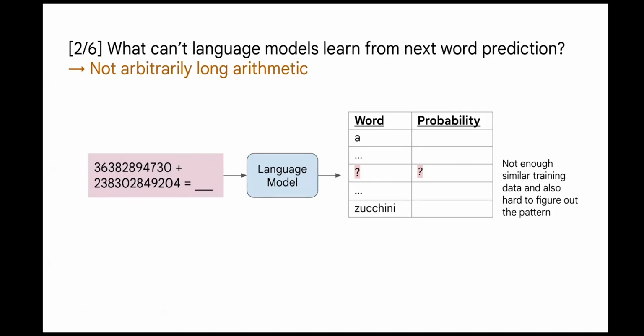Here's another example. If you have an arbitrarily long arithmetic question, like this multi-digit arithmetic operation, the language model probably can't figure out how to do that. The reason is basically there's not enough similar training data on the internet of these types of questions. And also, if there was, it's pretty hard to figure out what the pattern is to get the output.